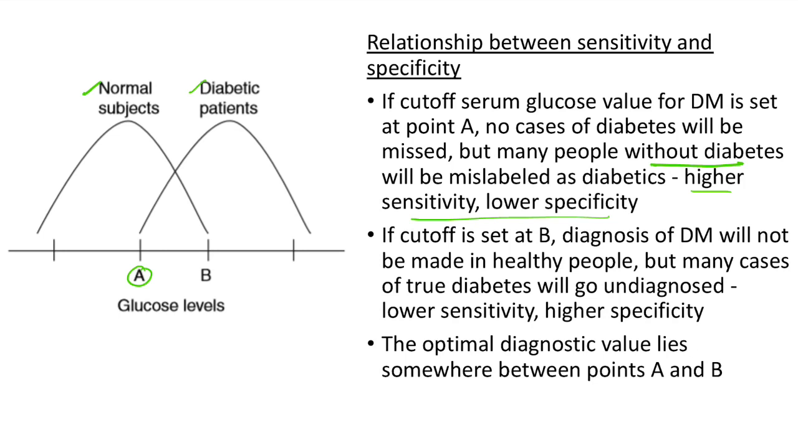If cutoff is set at point B, diagnosis of diabetes mellitus will not be made in healthy people, but many cases of true diabetes will go undiagnosed. That is, point B has lower sensitivity and higher specificity. The optimal diagnostic value lies somewhere between points A and B.